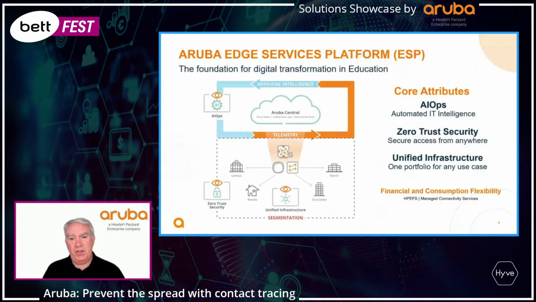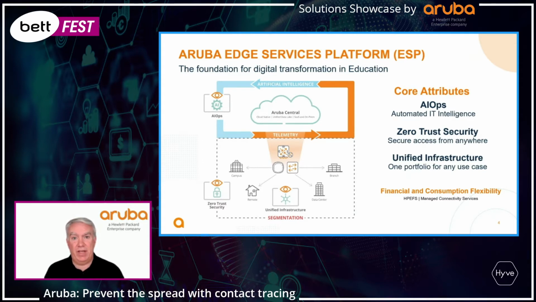The Aruba Edge Services platform is the architecture we use to describe how to build Aruba networks to deliver this highly scalable, resilient and high-performing network. The core of this is the unified infrastructure. This is our instant access points, our switching with a common operating system from access all the way to the core, and our branch gateways, providing that integrated unified infrastructure for the connectivity.